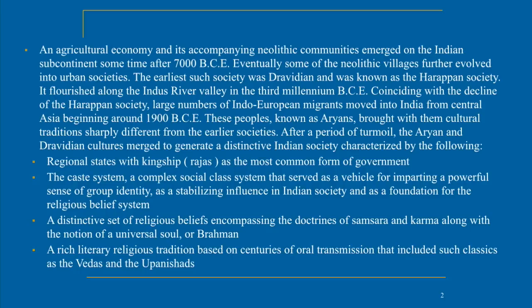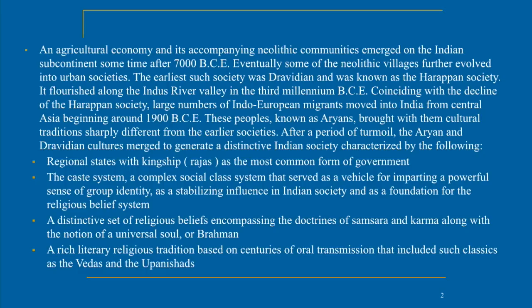An agricultural economy and its accompanying Neolithic communities emerged on the Indian subcontinent sometime after 7000 BCE. Eventually, some of the Neolithic villages further evolved into urban societies. The earliest such society was Dravidian and was known as the Harappan Society. It flourished along the Indus River Valley in the 3rd millennium BCE.